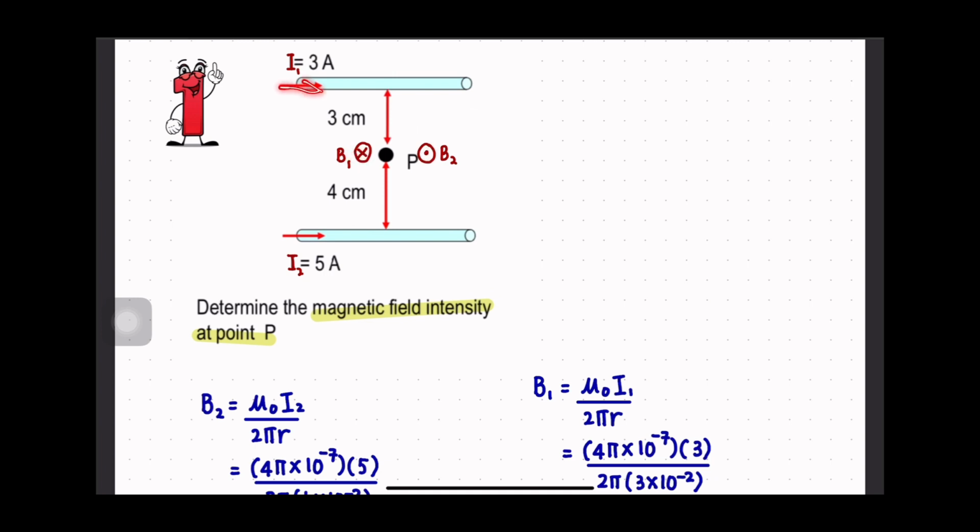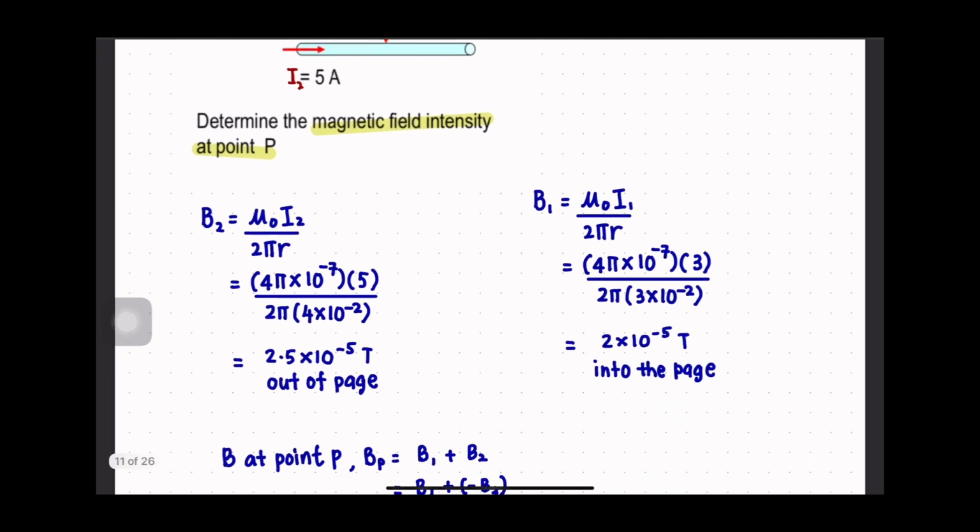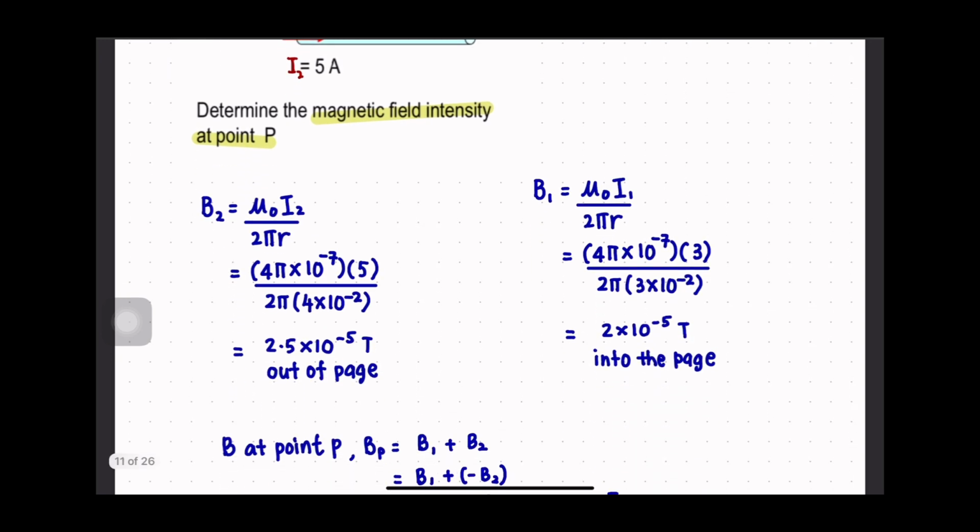So you akan dapati I1 is into page and I2 is pointing out of page. Okay, so I2 ni akan hasilkan B yang out of page. Okay, so I1 yang akan hasilkan B dia adalah into page. So kena guna right hand grip rule. Okay, so kita pun calculate lah B1 and B2.